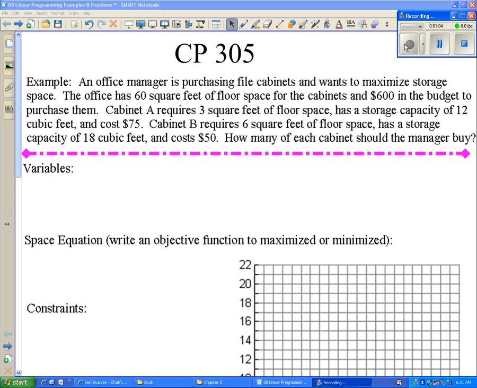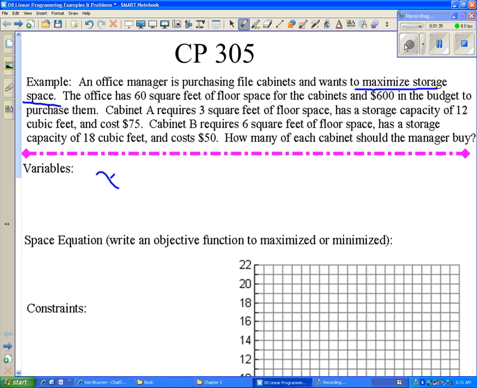This is linear programming, so we want to maximize or minimize something. I want to think about what my objective function is talking about. My objective function wants to maximize storage space. So I'm talking about storage space, about cabinets holding storage. Everything we're talking about here is dealing with cabinets.